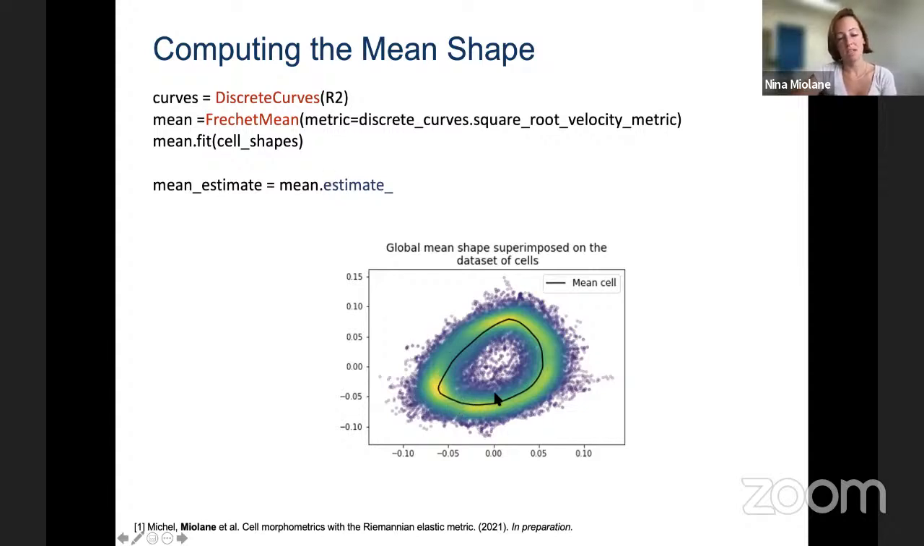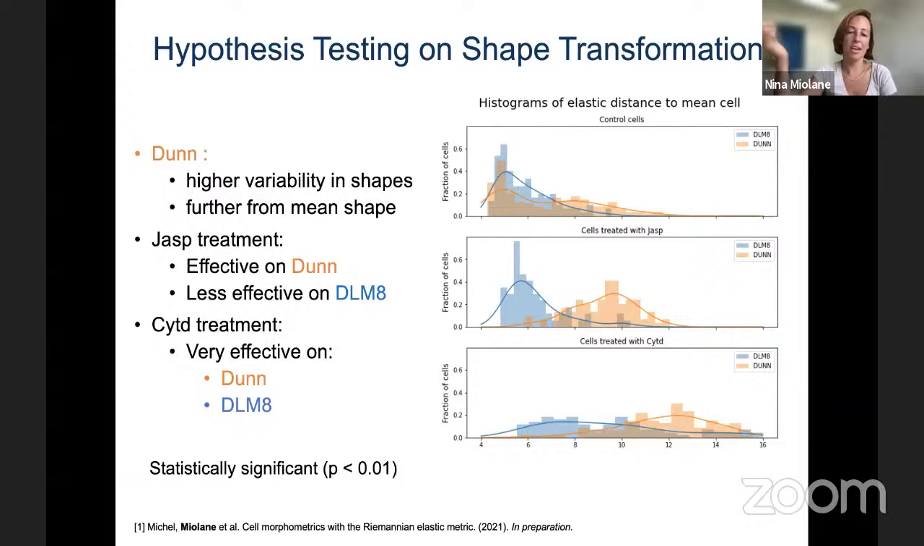So in the case of our data set, this is what you get. In black, you have the mean cell. And when you superimpose that on all the points that define the discrete cell, so the boundary of the cells discretized into a finite set of points, you see that we get a shape that makes sense. And now we can answer the question using hypothesis testing on the magnitude of shape transformations.